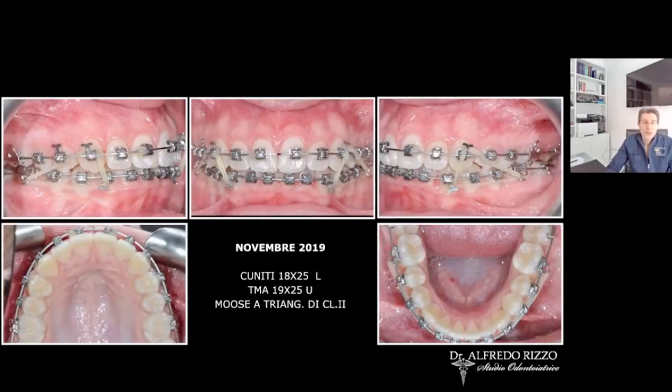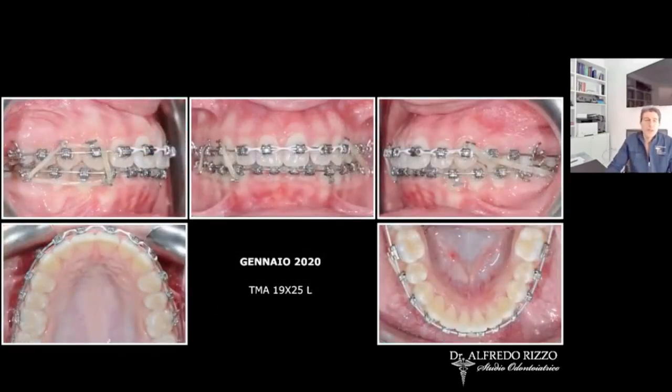In November, I switched back to 18/25 copper nickel-titanium wire in the lower jaw because the previous reverse curve wire has worked very well. In the upper, I switched to TMA 19/25 arch wire for detailing the alignment before removing the system. I used class 2 triangle elastics. Also, I tried to keep a very good canine guidance.